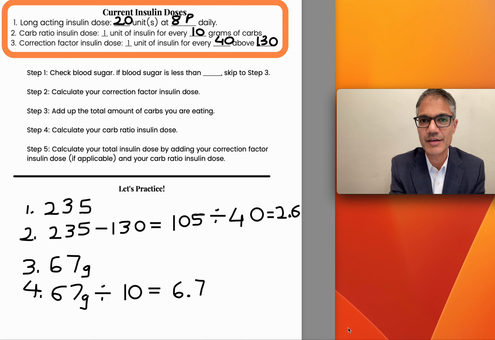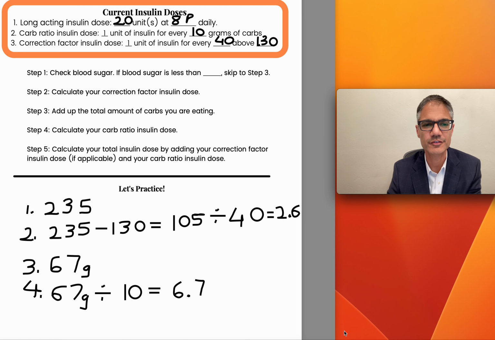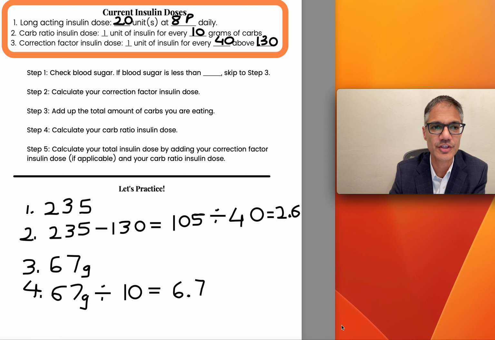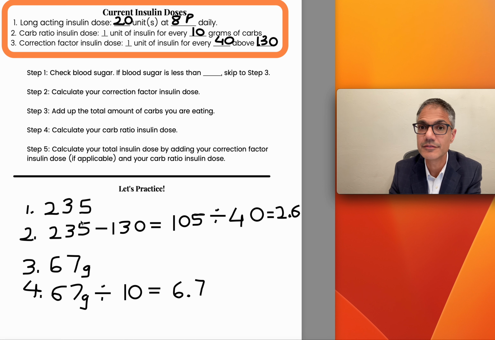So here is an example of how to come up with these calculations. I don't have good software to write and illustrate to you, so I'll do the best I can. So let's say step one, your blood sugar is 235, okay? You took the glucometer, pricked your finger, got the second drop, checked, it reads 235, or you have a continuous glucose monitor and it says 235. So 235 is greater than 130.